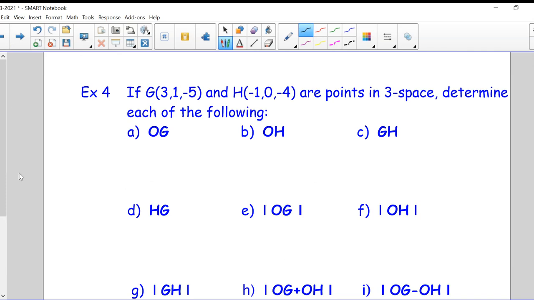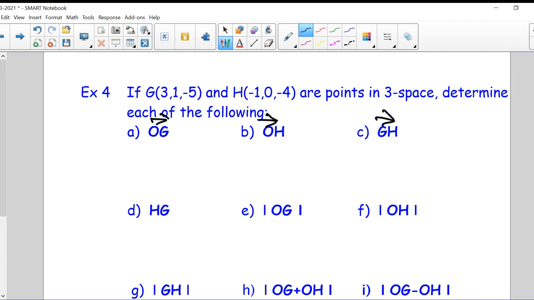Okay, so G is at 3, 1, minus 5, right? H is at minus 1, 0, minus 4. And these are points. These are not vectors, right? These are all points in 3 space. Determine each of the following. So these are now the vectors. All right, I'm just putting quick arrows on there. See if we can do this quickly.